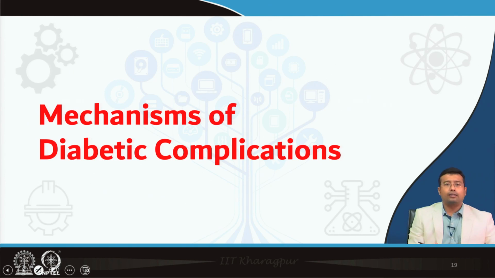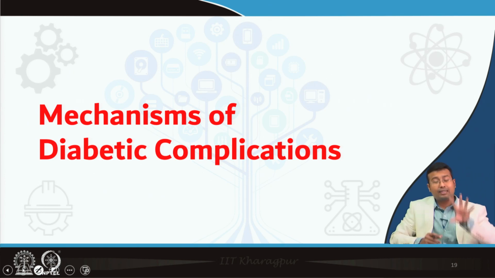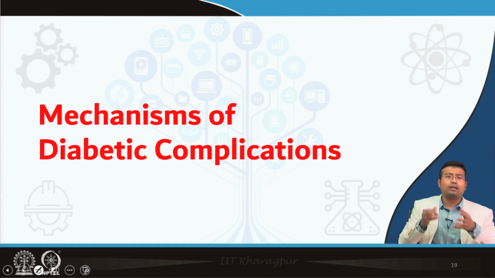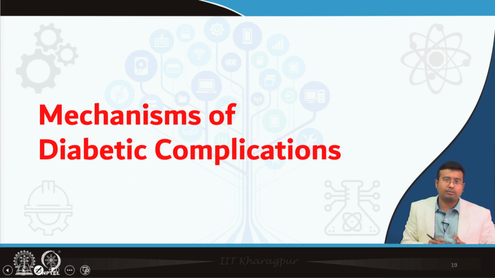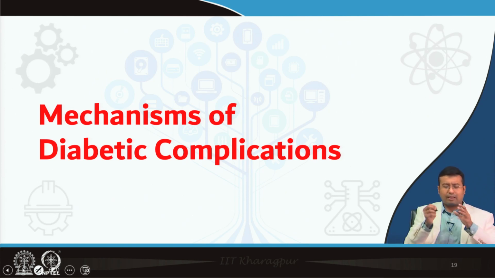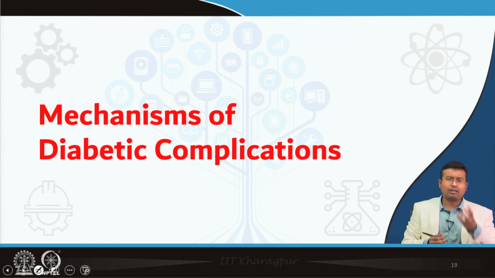So now let us look at the complications of diabetes. Mind it, I have not gone into details regarding the clinical features of diabetes mellitus, that is polyphagia, polydipsia, polyuria and polyneuropathy. So let me discuss them in brief right now, just before going into the complications.